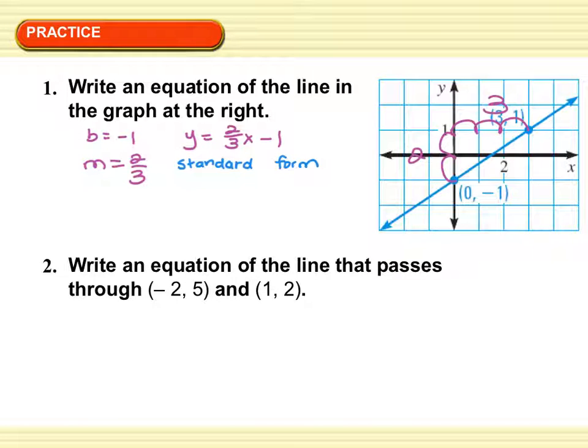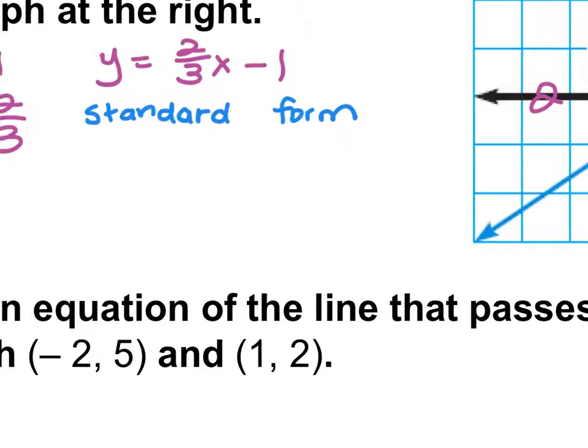What are the rules for standard form? A has to be positive, which means the x term has to be positive, right? And no fractions. How do I get rid of a fraction? Multiply by the denominator. So I can multiply everything in this thing by 3, and I get 3y equals 2x minus 3. Don't forget to multiply the 3 times that -1.